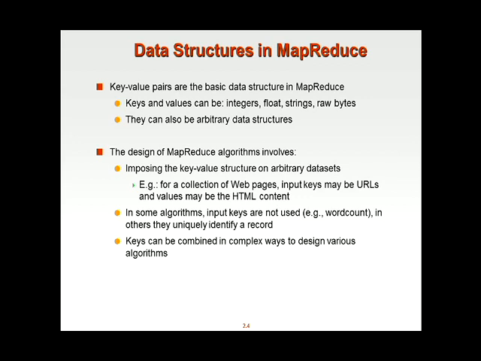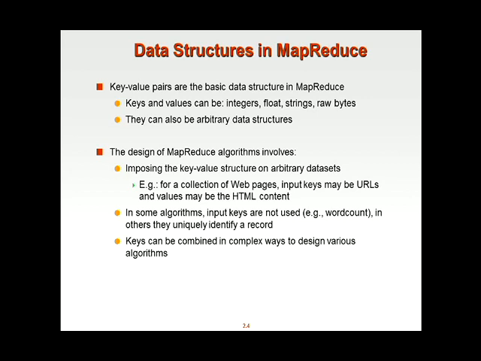In order to design a MapReduce algorithm, you need to first think about what kind of key value structures you need to use for the input and also for the output. For example, for a collection of web pages, you need to think about what the input keys and values will be. For web pages, it's very easy to identify the keys. It could be the URLs, because the URL can uniquely identify each web page. And the values are just the HTML content, text with some HTML tags.